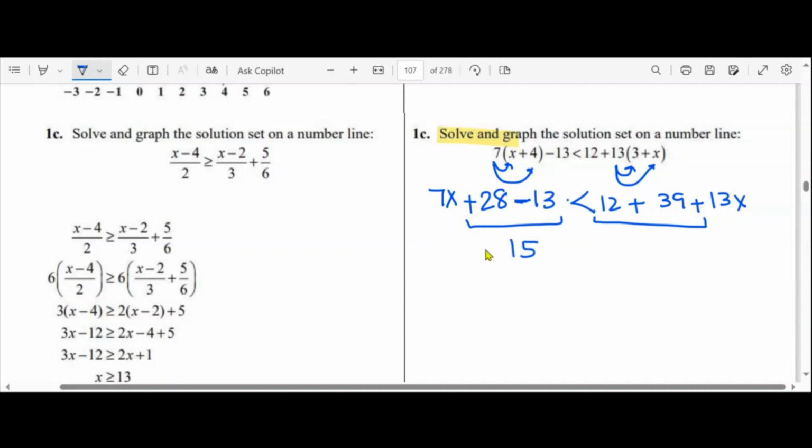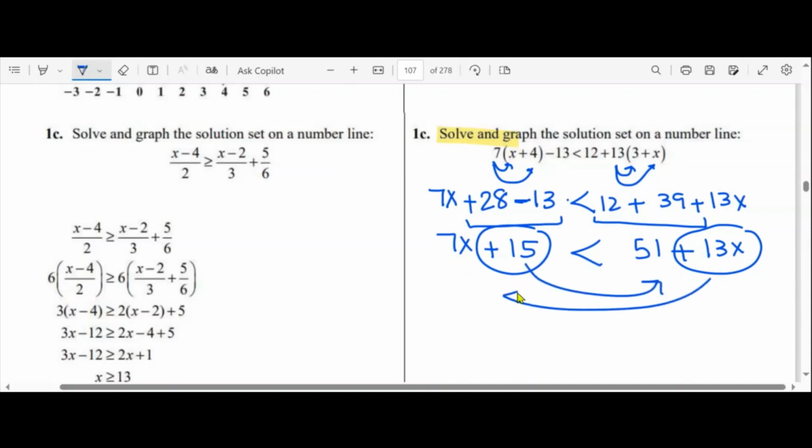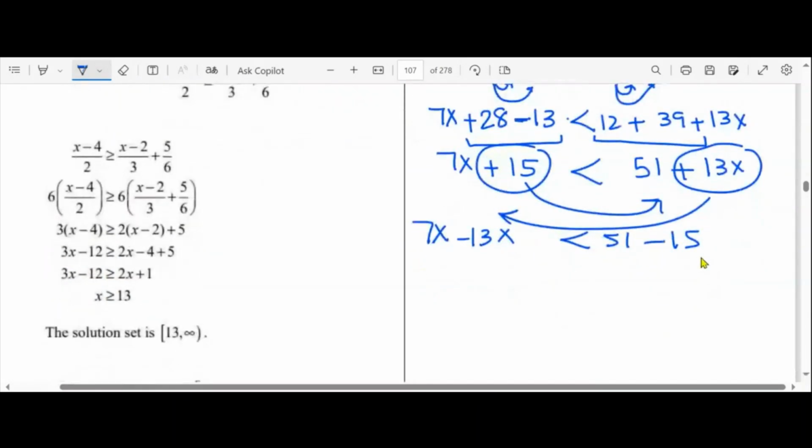5. Okay, and here 12, 51. And what should I do? Move. Do we put the x's together? Very good. You're so smart. Okay, so what do you get now? Combine. Yalla, how much?